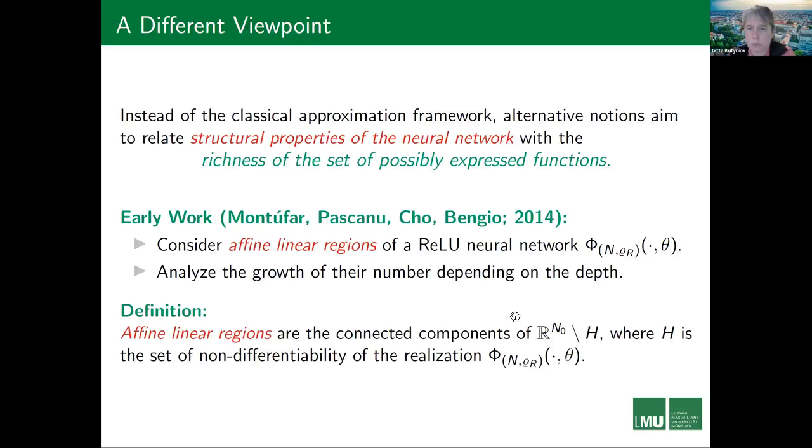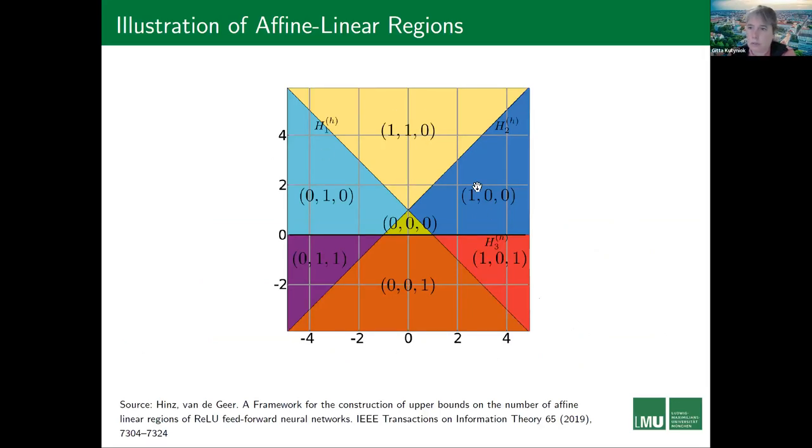So what are these affine linear regions? These are those regions in the input domain where I exclude the sets of non-differentiability, and the affine linear regions are the connected components of those. So if this is the picture here, in all those areas the realization of the network is affine linear. Here I would have 1, 2, 3, 4, 5, 6, 7 different affine linear areas.